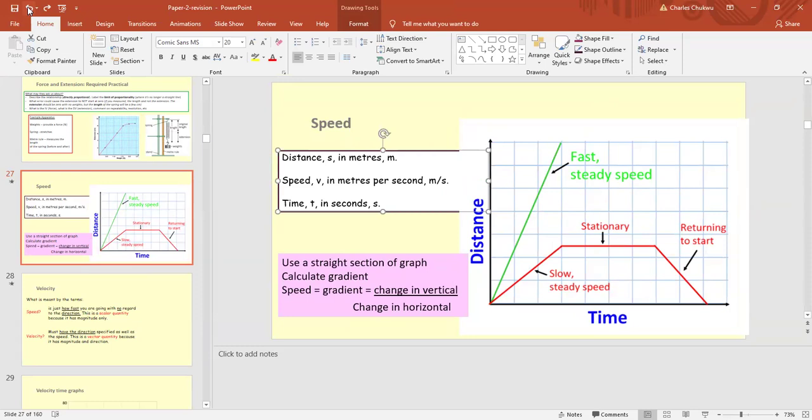Okay, so remember this formula. Speed, the unit is meters per second, and that's distance in meters divided by time in seconds. That's distance over time. Usually you use a straight line graph to depict how speed is for a body that's in motion. Okay. All right.